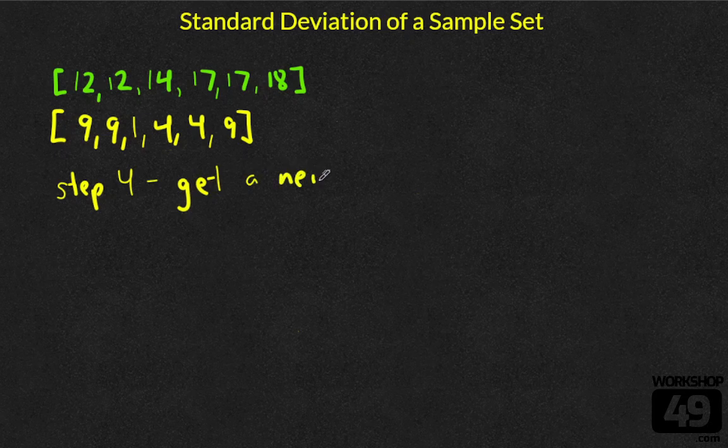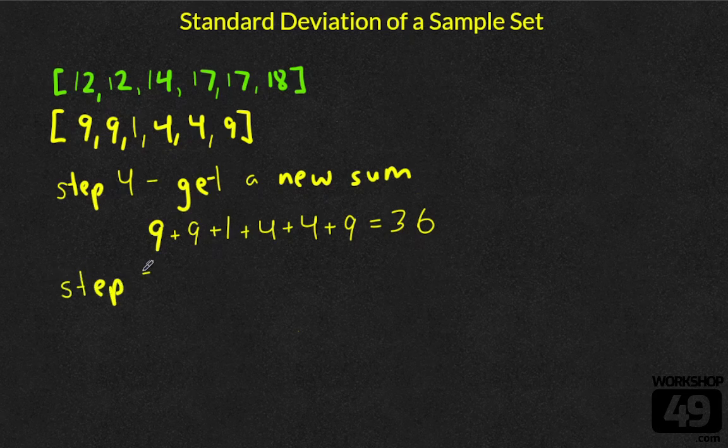For step 4, we are going to get a new sum. That means we're going to add up this brand new list of numbers. So it's going to be 9 plus 9 plus 1 plus 4 plus 4 plus 9, and that's going to equal 36. It's really step 5 that we need to keep an eye out, because step 5 is the one and only difference between the standard deviation of a sample set and the standard deviation of a population. So the difference between measuring 6 people and measuring 600 or 6,000 people.